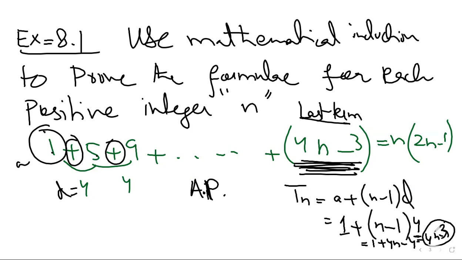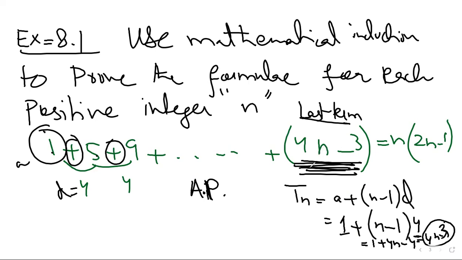This is the last term. This is the formula that is already given in the question. I have just given you the concept. What is written? 4n minus 3. 1 plus 5 plus 9 and so on, it is moving toward 4n minus 3. This is the last term.